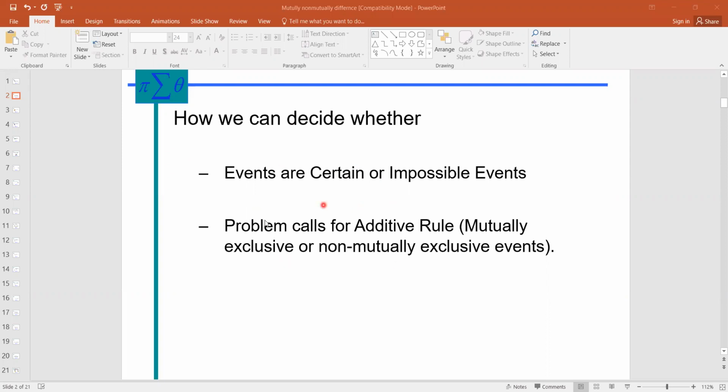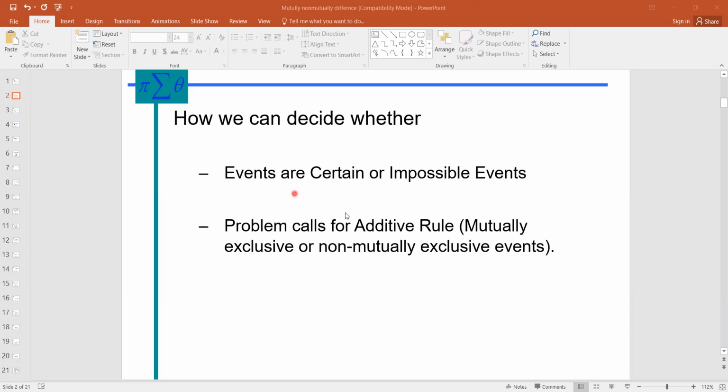Similarly, if the rule is related to the additive rule, then which is the suitable problem? Either it is mutually or non-mutually exclusive. Most of us are confused about how to identify mutually and non-mutually exclusive events. So after watching this video, your concepts will be clear about these two issues.